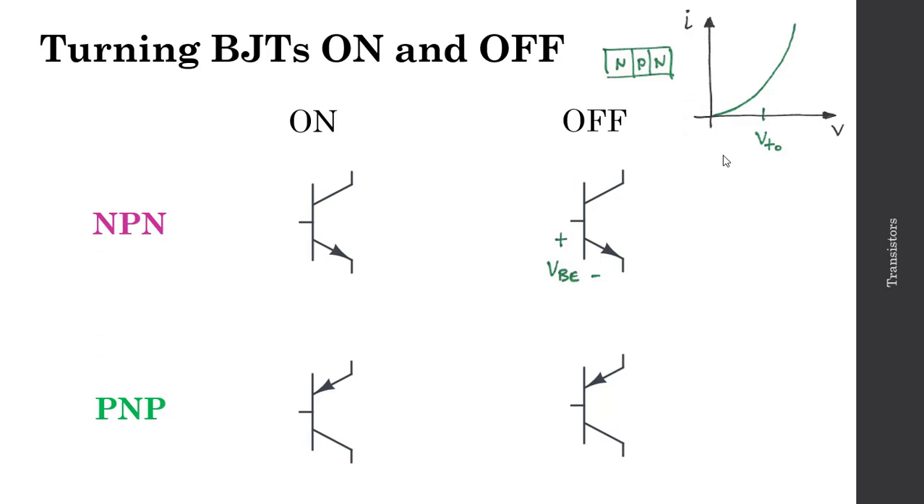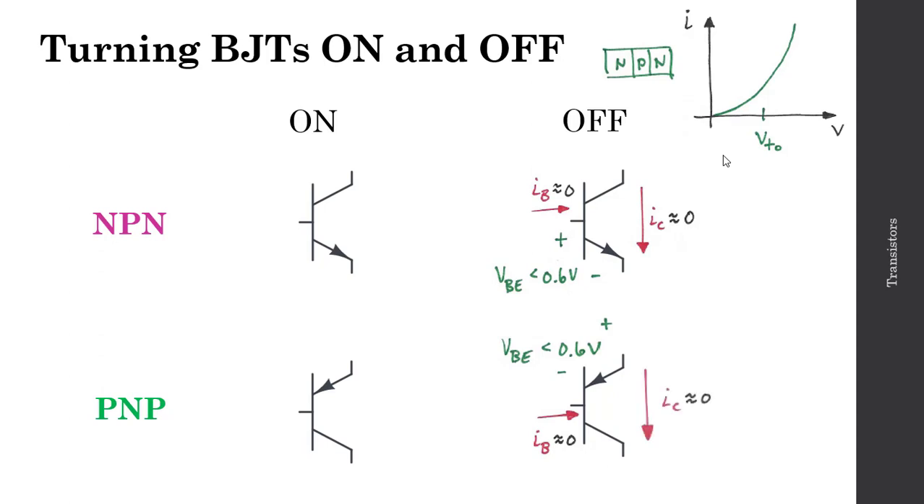So this transistor is going to be in the off state if VBE is less than 0.6 volts. If that's the case, then our base current will be approximately 0, and our collector current IC will be approximately equal to 0. The same thing holds for the PNP transistor. However, now VBE is defined from the emitter down to the base. But the same is true in this case. If VBE is less than 0.6 volts, our base current IB is going to be approximately 0, and our collector current IC is going to be approximately 0. So in both of these cases, our transistor is off.